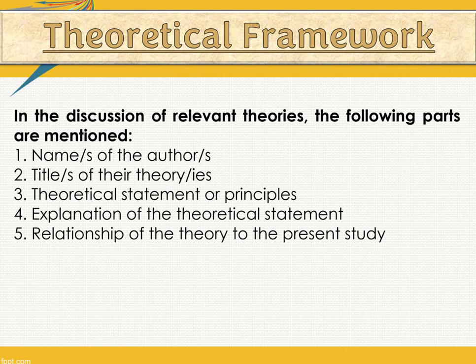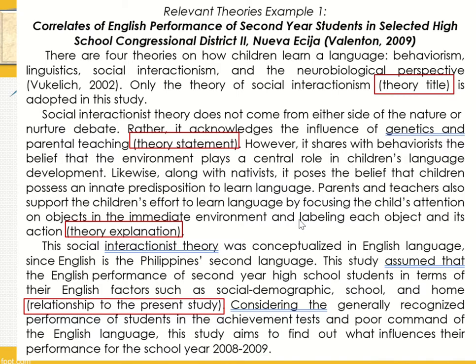So number one, you have to state there the name or the names of the authors, since if there are two or up to three theories that you will present, the title of their theories. Third is the theoretical statement or principles. Fourth, explanation of the theoretical statements and relationship of the theory to the present study. And again, all of these, for each theory, you should be able to show. Okay? So let's have an example.